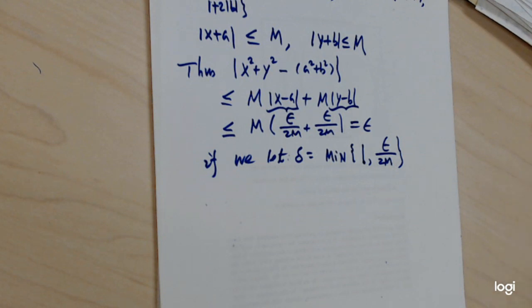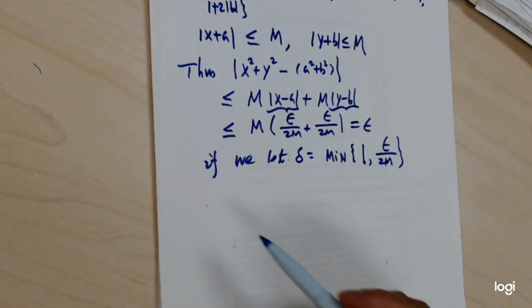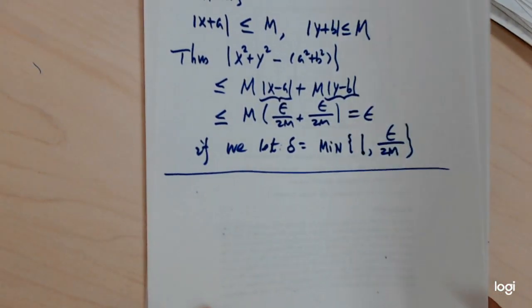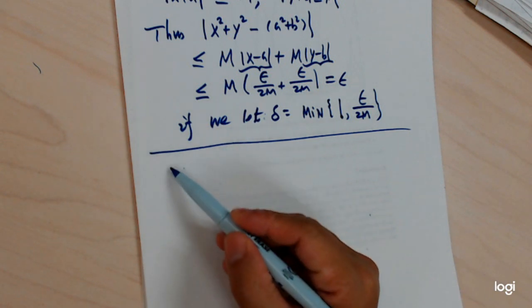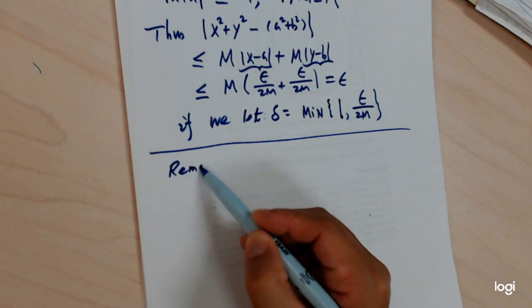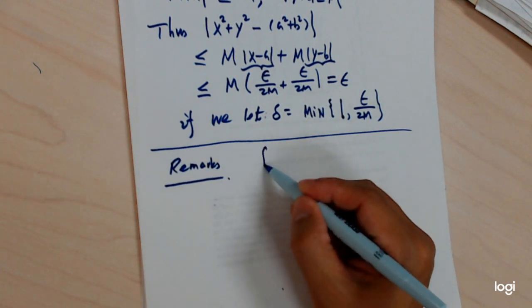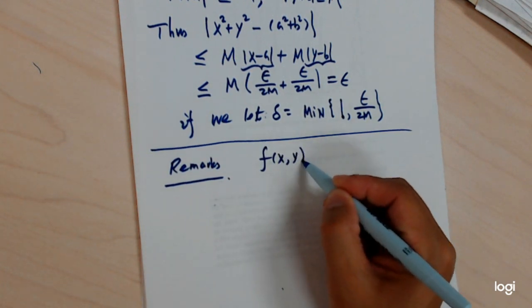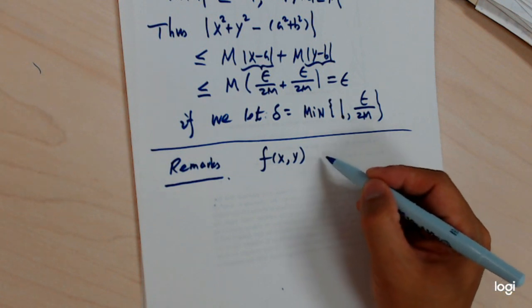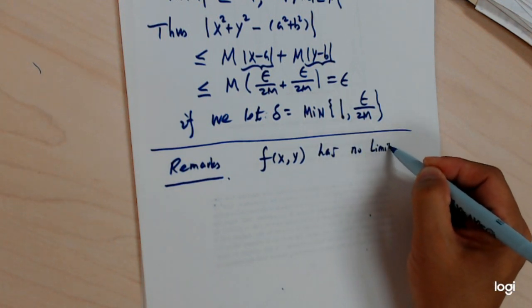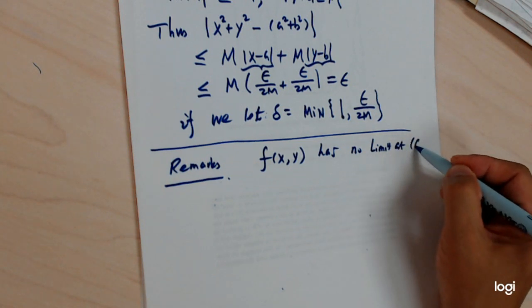Let's try to make a few important remarks. These remarks will be important. We'll spend about 10 minutes here. Remarks. So here we talk about under what conditions a function has no limit at (a, b).